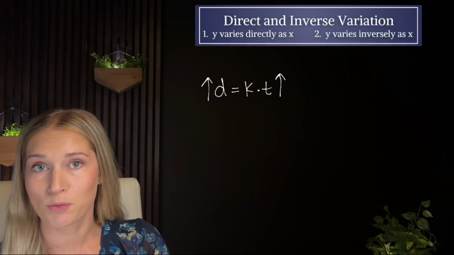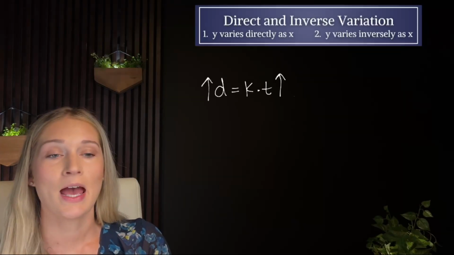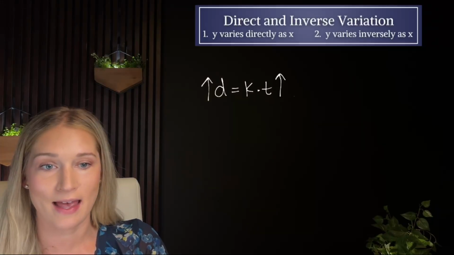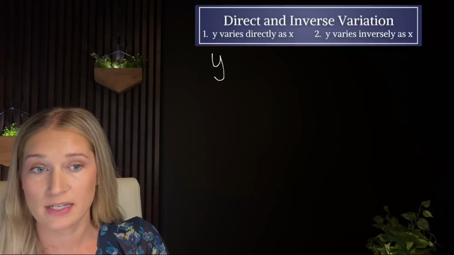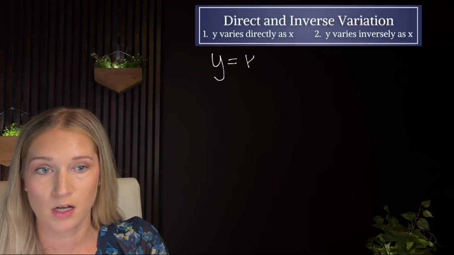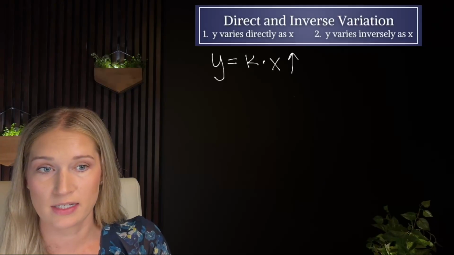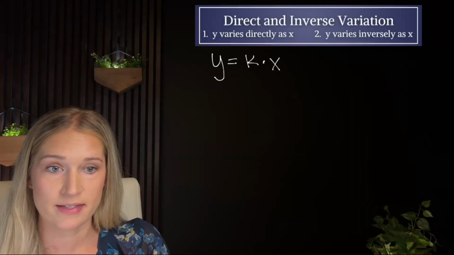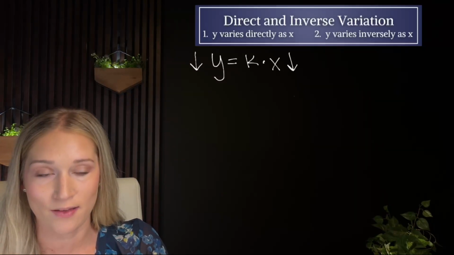A more common form of a direct variation equation is to use the variables y and x, and you'll see something like I have written here, y varies directly as x. So that equation specifically looks like this. Y varies directly means y equals some constant multiplied by x. And as x increases, your y is going to increase. It also works in reverse. Maybe your x is going to be decreasing, then your y will be decreasing as well.